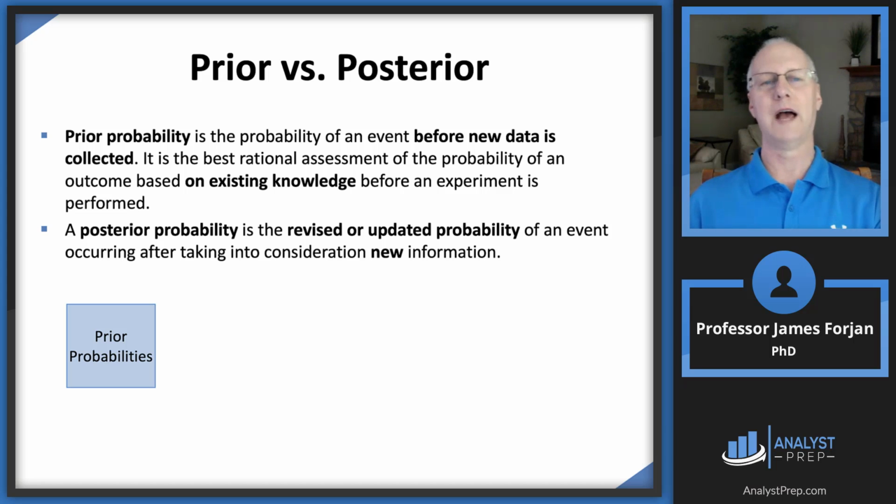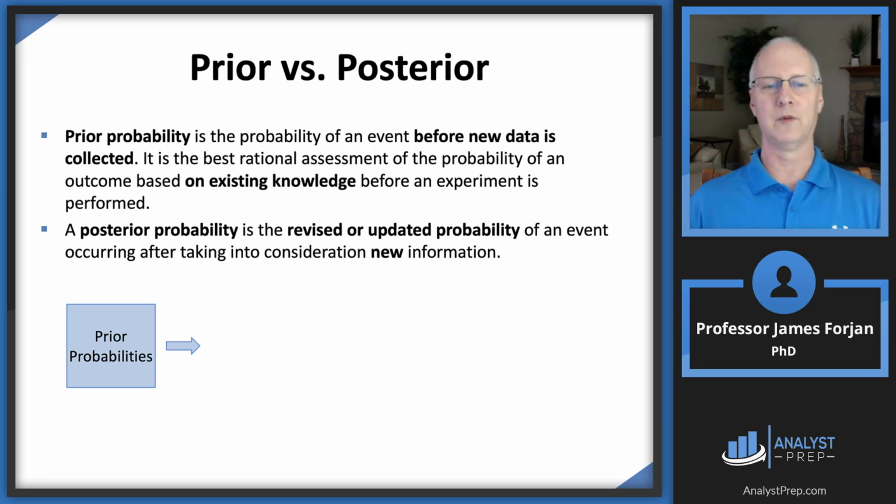All right, so notice what I have there in that first bullet point. It's the best rational assessment of the probability of an outcome based on existing knowledge. But then a posterior probability is the revised or updated probability taking into consideration new information. So if my boys are playing Fortnite and they have basketball and they have homework, who knows what's going to happen to that phone?